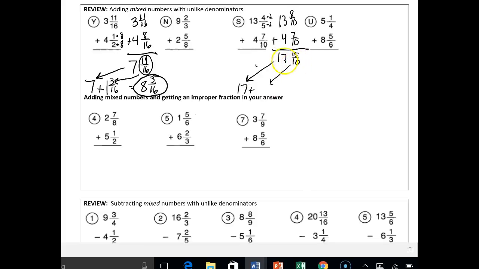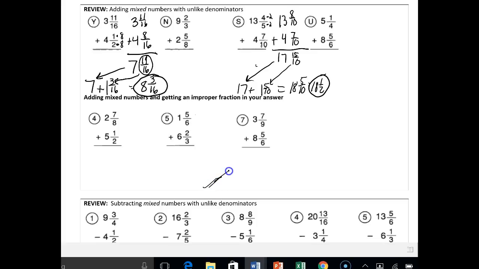What's 15/10 as a mixed number? It's 1 with 5 left over, and 5/10. Add those two together, you get your answer of 18 and 5/10. You could also simplify the 5/10. Hopefully you realize by now 5 is half of 10, so it's 18 and 1/2. I'll accept either answer for right now, but this is the fully simplified answer. All right.